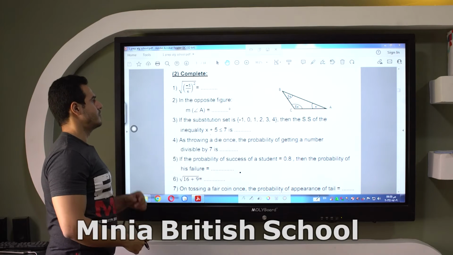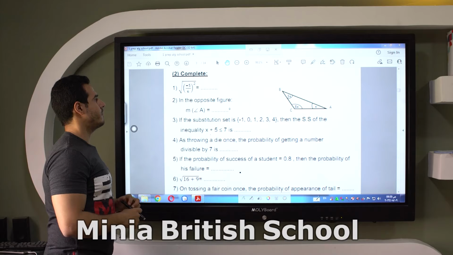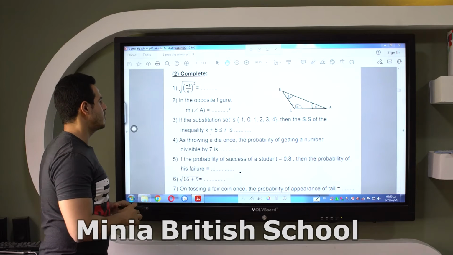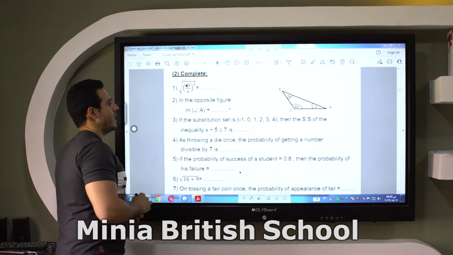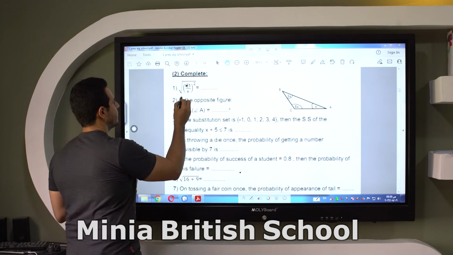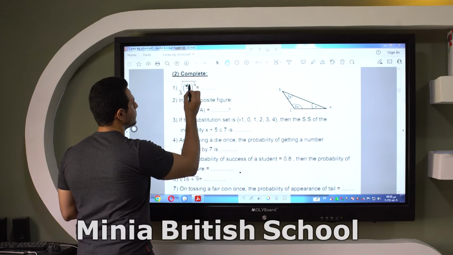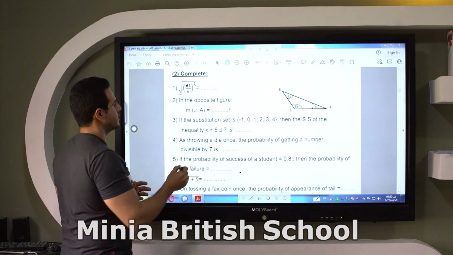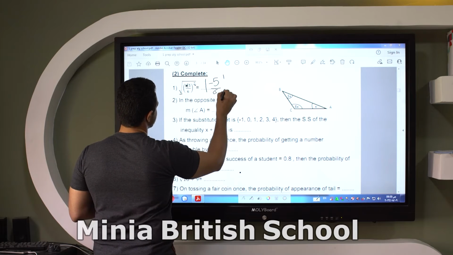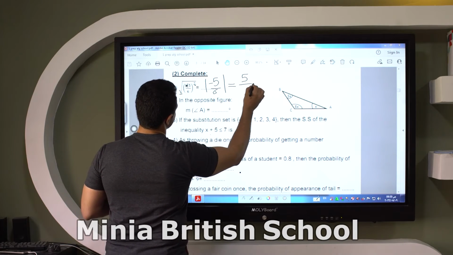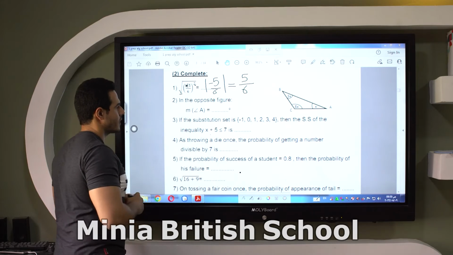Okay, complete. Square root of negative 5 over 6, all power 2. At first, this power cancels this square root. If we have a square root of something inside with power 2, the answer will be the absolute value of negative 5 over 6. So the answer is 5 over 6.